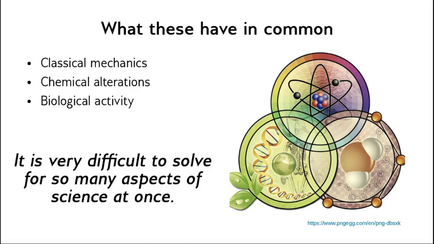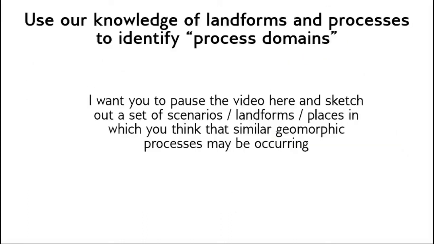But in any case, it's very difficult to solve for so many aspects of science at once. And so what do we do? We use our knowledge of landforms and processes to identify process domains.